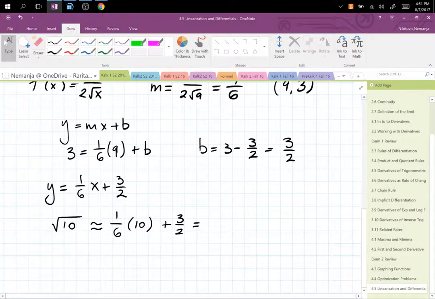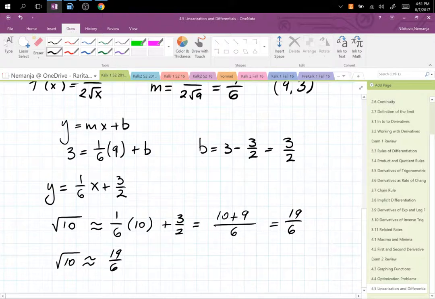So 10 divided by 6 is 5/3, right? Plus 3 halves. Oh, actually, I don't know why I did this, because the common denominator is 6. So I can just do that. So it's 10 plus 9 over 6, 19 over 6. So what I'm claiming is that the square root of 10 is approximately 19 over 6. Now you can use your calculator to verify that these two values are indeed extremely close. So you first find the square root of 10.